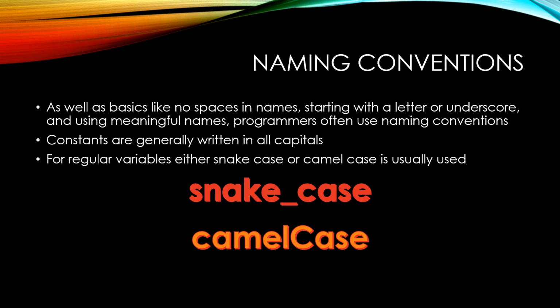Snake case has all letters in lowercase, and where more than one word is used, an underscore is used to link them. Camel case starts with lowercase, and each new subsequent word in a variable name has a capital letter to start it.